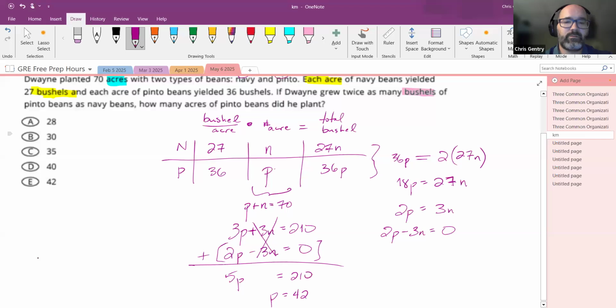Now, hold here for a moment. 42 is an answer choice. Don't select it yet. One of the most common traps is just to let you solve for the variable that they did not ask for. So just hold for a moment. Did they ask for the variable P? How many acres of pinto beans? Yes, they did. Our answer is 42, and we are good to go.